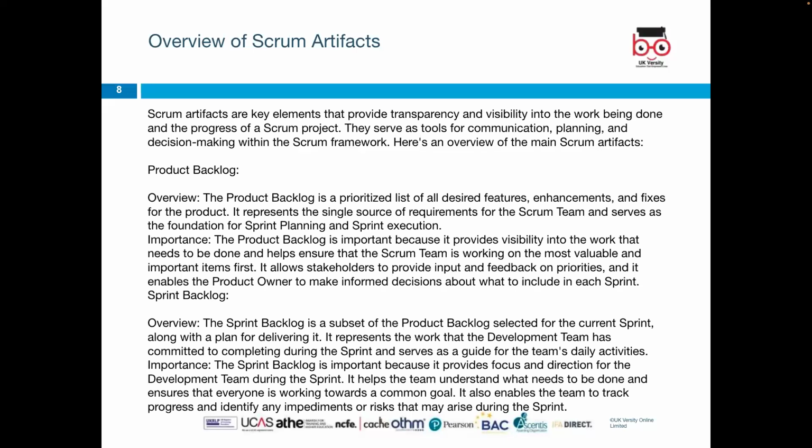So we have the product backlog. The product backlog is a prioritized list of all desired features, enhancements, and fixes for the product. We also have the sprint backlog. The sprint backlog is a subset of the product backlog selected for the current sprint, along with the planning for delivering it.